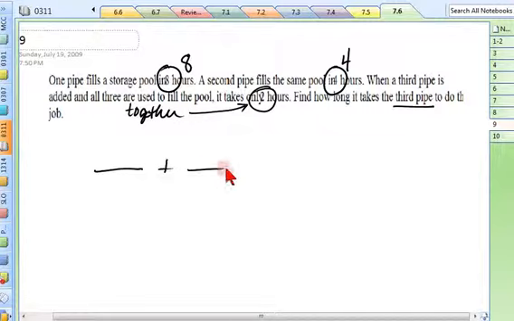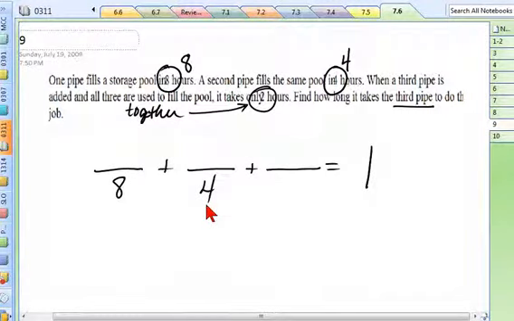First of all, do y'all agree there are 3 fractions? We've got 3 pipes working. Let's look at their alone times. The first pipe, its alone time to complete the job is 8. Second pipe can do the job in 4 hours. When a third pipe is added and all 3 are used, that's together, it takes 2 hours. 2 hours is together time. We've never had that before.